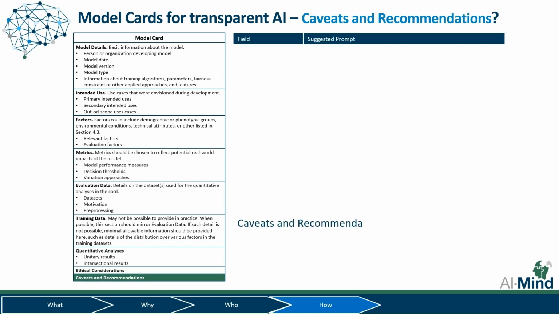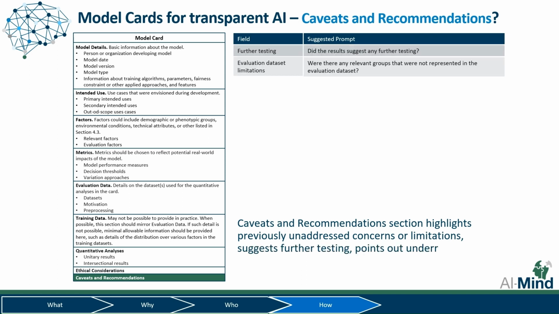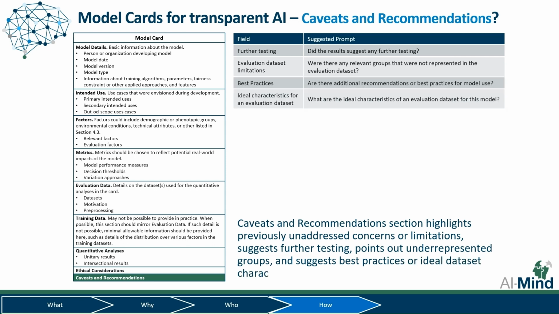Caveats and recommendations section highlights previously unaddressed concerns or limitations, suggests further testing, points out underrepresented groups, and suggests best practices or ideal dataset characteristics for model usage. Okay, that was it about model card.